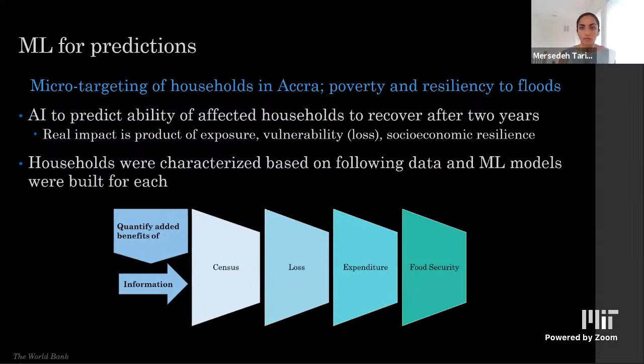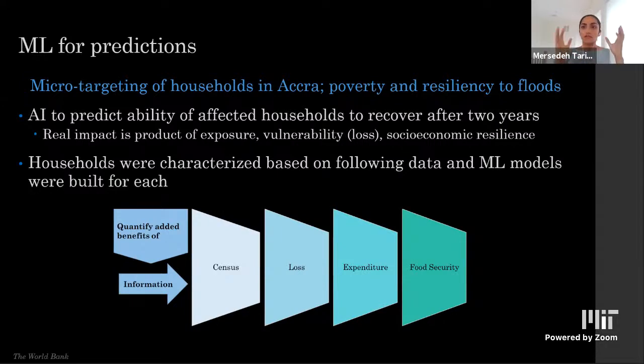The finding of this study was that poverty, which a lot of times is described based on the annual expenditure of households, is not telling the whole story. If we look at how much the poor family has lost relative to expenditure, then we can see that disproportionately, poor people are more vulnerable to these recurrent events.